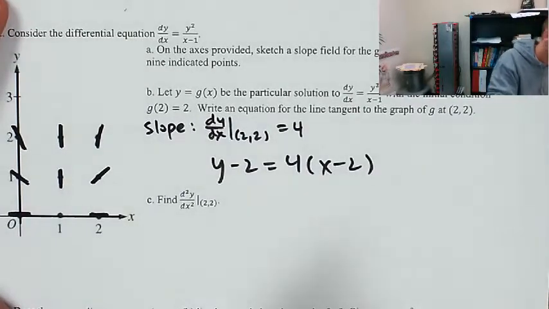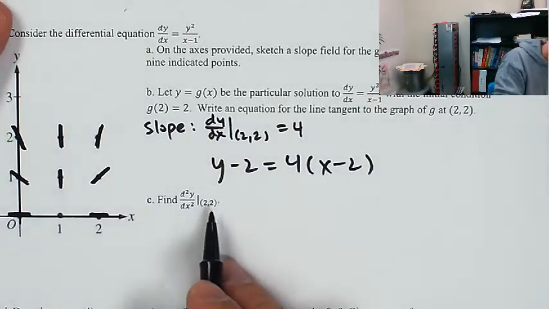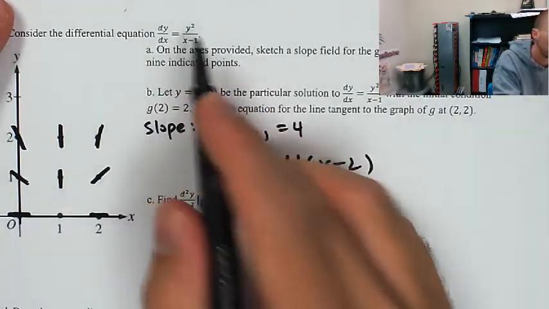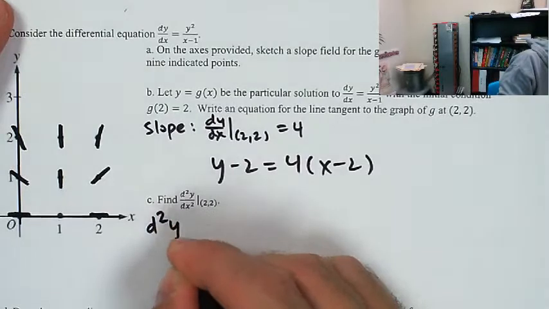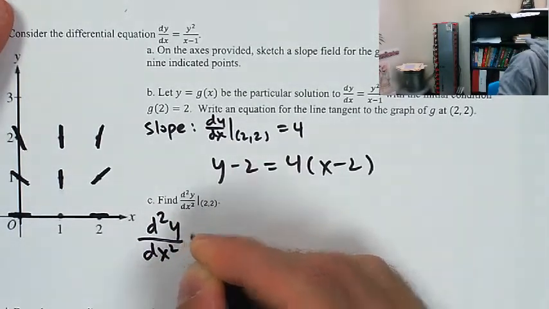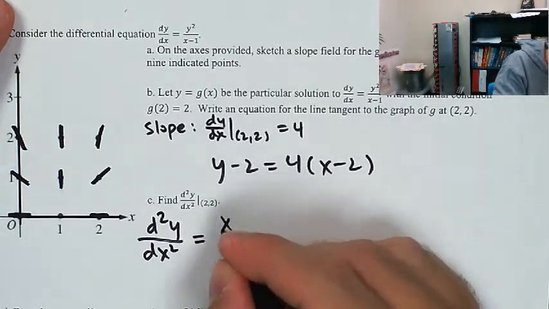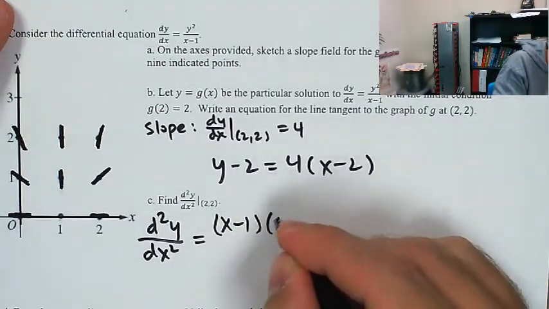Then we're going to find the second derivative. And then we're going to plug in 2, 2 after that. Okay, the second derivative. We're going to need to use the quotient rule because the first derivative is a quotient. So the second derivative of y with respect to x both times is going to be equal to bottom derivative of top.